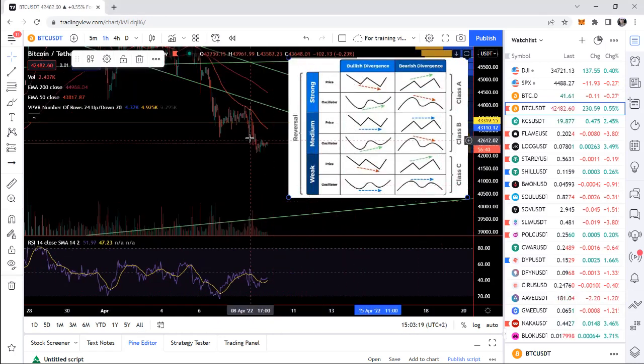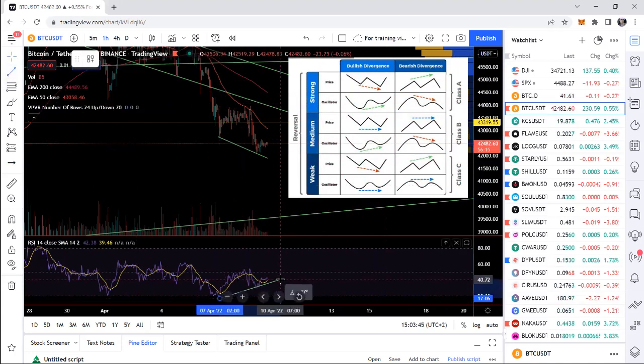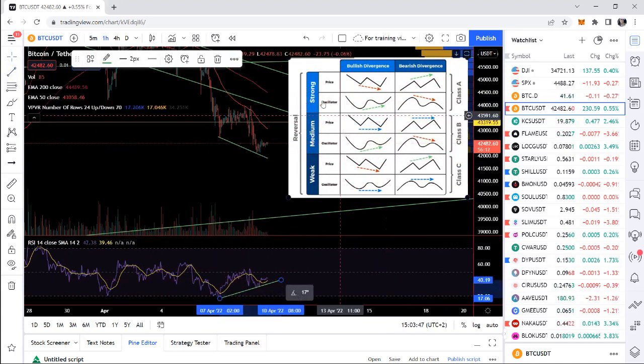So right now in Bitcoin, we can see a strong bullish divergence. As you can see, the price makes a low and then a lower low, and the oscillator here, the RSI, makes a low and then a higher low. Over here you can see we made a low and a lower low, and here on the RSI we made a low and a higher low. So this is a strong bullish divergence. This is for trend reversal, so we should see an increase in Bitcoin's price.